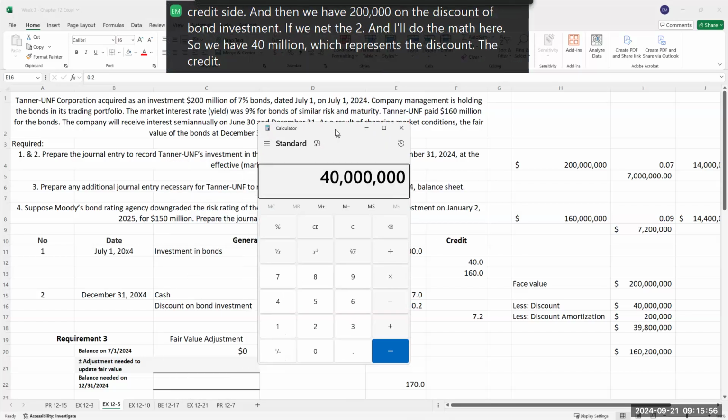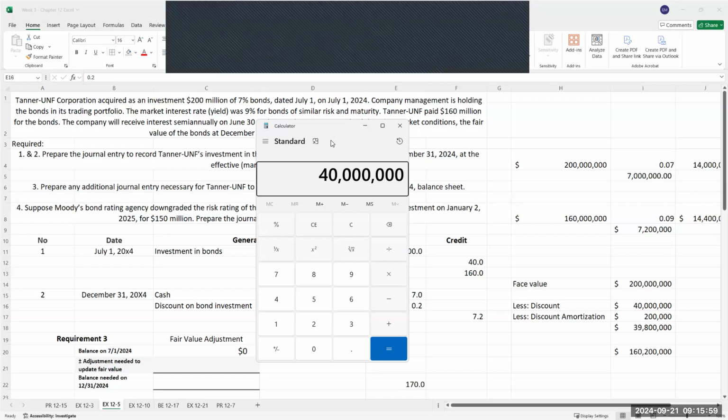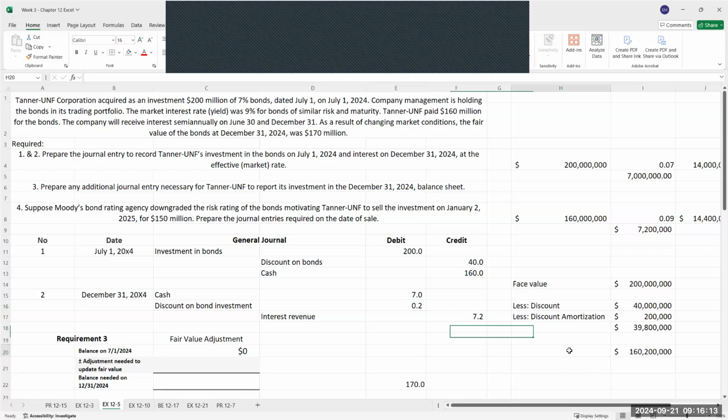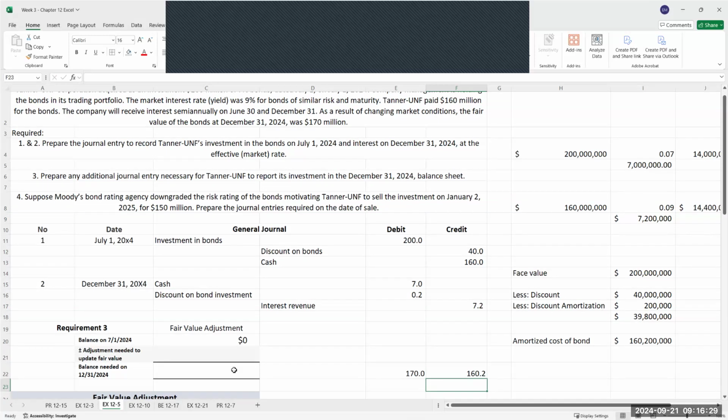And then we know that with accounting, one side increases, the other side decreases. So the discount on bond investment, the amortization of 200,000, this now brings the value in the discount on bonds account to 39,800,000. So now the amortized cost of the bond is 160,200,000. All right. So based on that information, so this would be 160.2. So based on that information, we need to determine what is the adjustment that must be made.